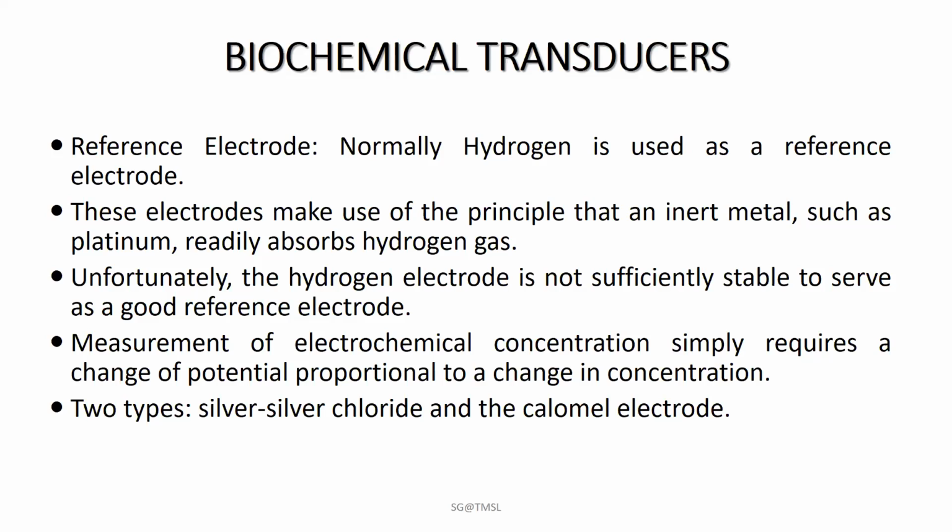However, since measurements of electrochemical concentrations simply require a change of potential proportional to a change in concentration, the potential of the reference electrode can be any amount as long as it is stable and does not respond to any possible changes in the composition of the solution being measured. Two types of electrodes have interfaces sufficiently stable to serve as a reference electrode. One is the silver chloride electrode, another is the calomel electrode.